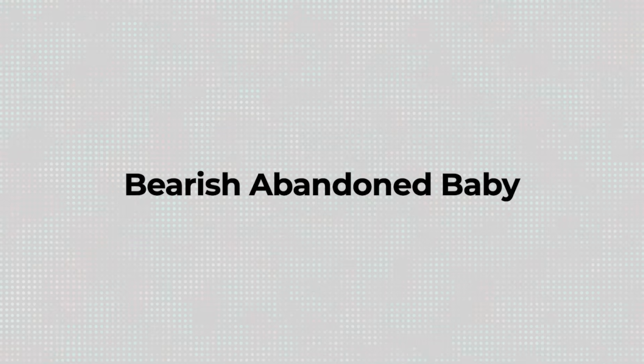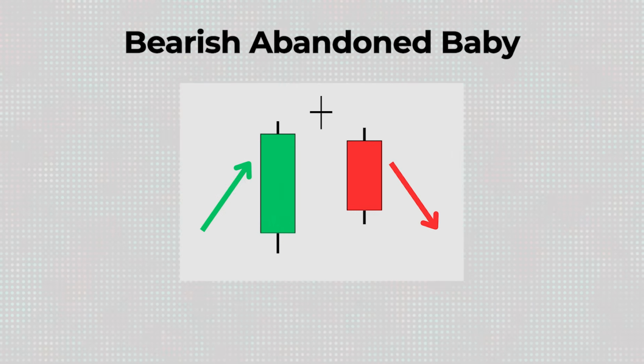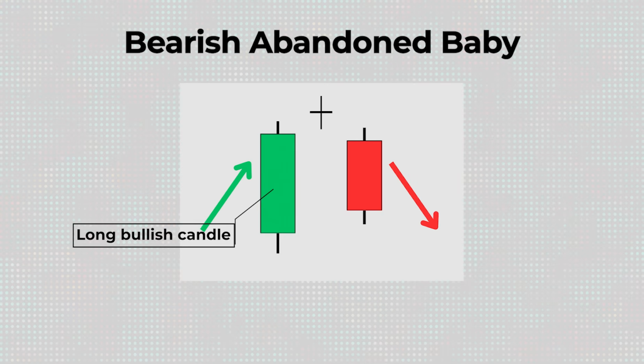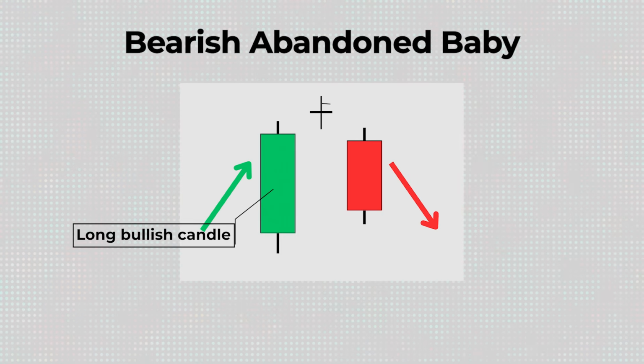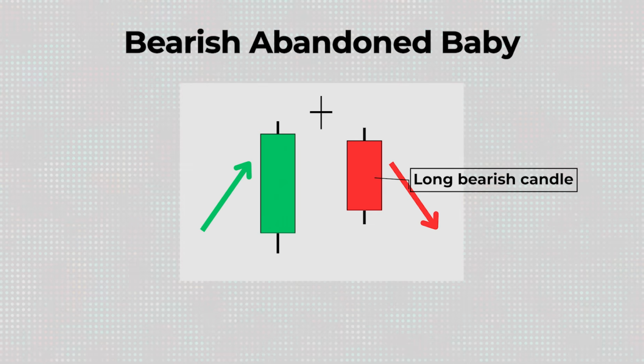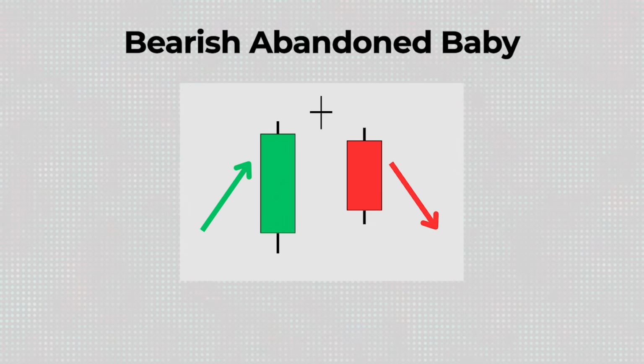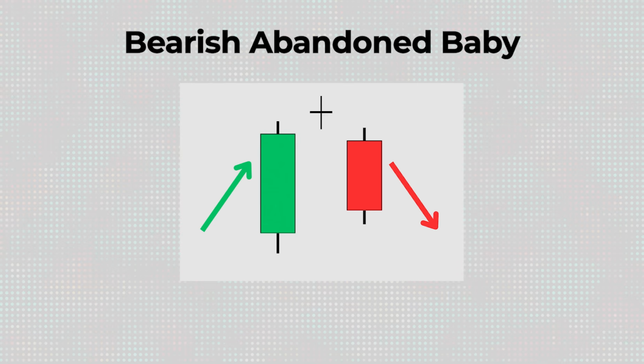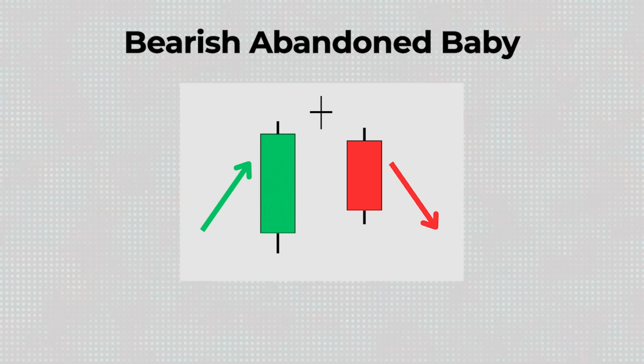The counterpart to this is the bearish abandoned baby pattern, which usually appears at the end of an uptrend. It starts with a long bullish candle, followed by a doji that gaps up, and then a long bearish candle that gaps down and closes below the midpoint of the first candlestick. This pattern shows that the sellers are taking over from buyers, indicating a strong bearish reversal.